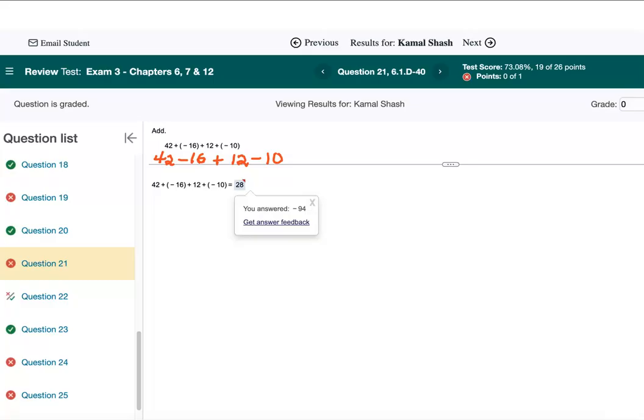So sometimes if you're using Please Excuse My Dear Aunt Sally, students either do the addition first, typically just because it comes first in Please Excuse My Dear Aunt Sally, but addition and subtraction are all on the same level, so you want to do them left to right.